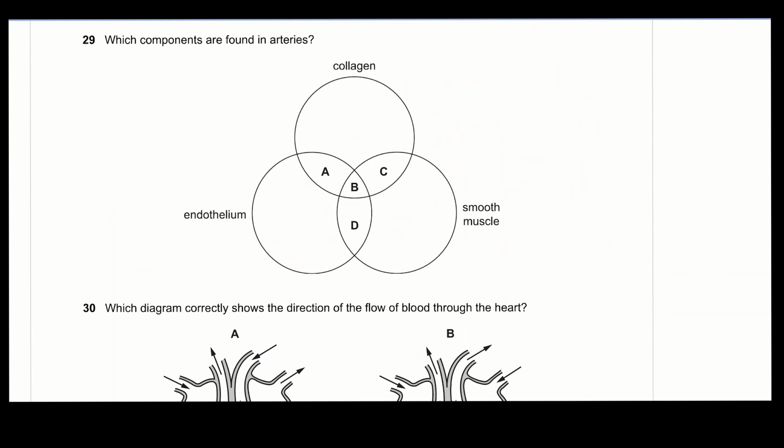29. Which components are found in arteries? All 3 of these are found in arteries in high proportion. Collagen makes the arteries able to withstand the large pressures. Same as smooth muscle. Smooth muscle allows pressure to be modified by contracting or relaxing. So the answer is going to be B. Collagen, endothelium, and smooth muscle is correct for both arteries and veins. However, if we're talking about capillaries, capillaries only have endothelium.